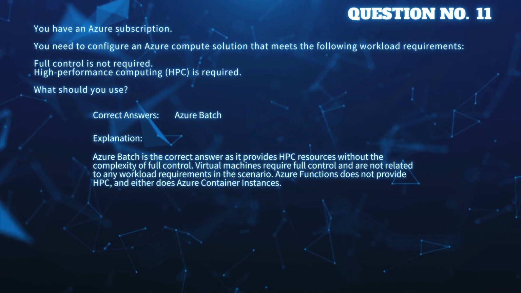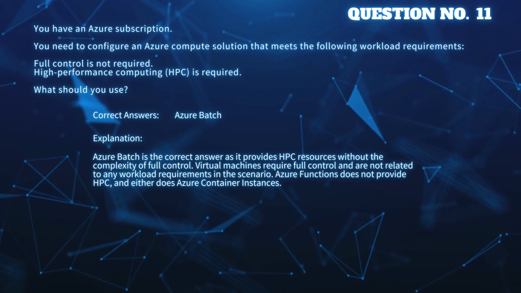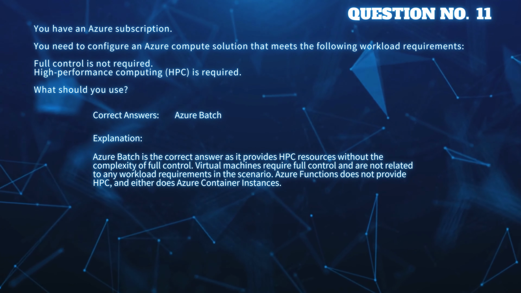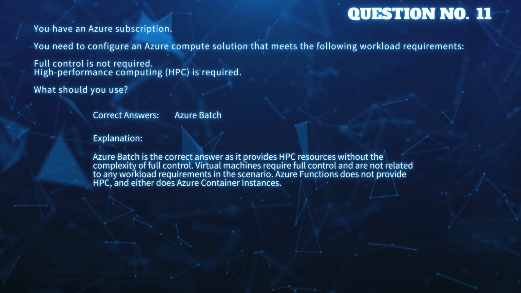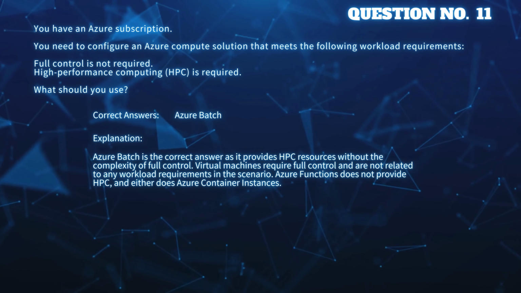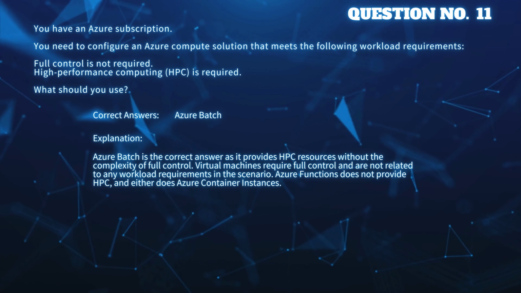Explanation: Azure Batch is the correct answer as it provides HPC resources without the complexity of full control. Virtual machines require full control and are not related to any workload requirements in the scenario. Azure Functions does not provide HPC, and neither does Azure Container Instances.